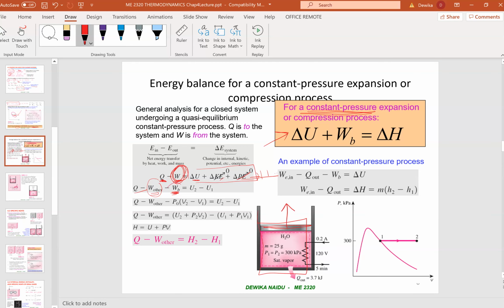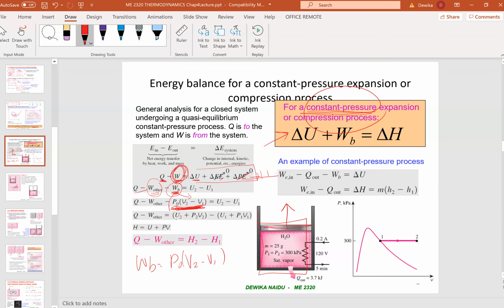So you take this boundary work and combine it with the other terms. Now where did you get this boundary work? W boundary is P naught times V2 minus V1. That is for constant pressure, remember? For constant pressure cases, boundary work is this. So you plug in P naught times V2 minus V1. Next, you expand it, you open it up.